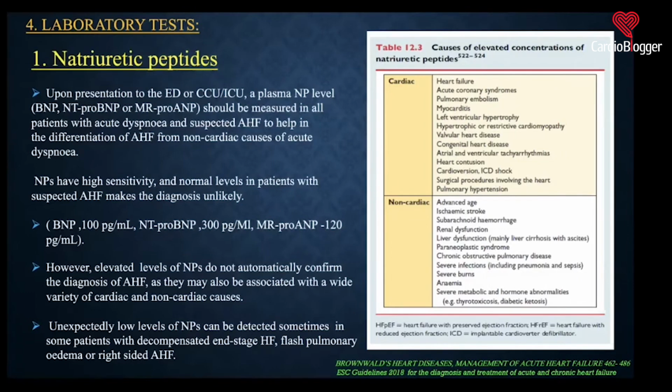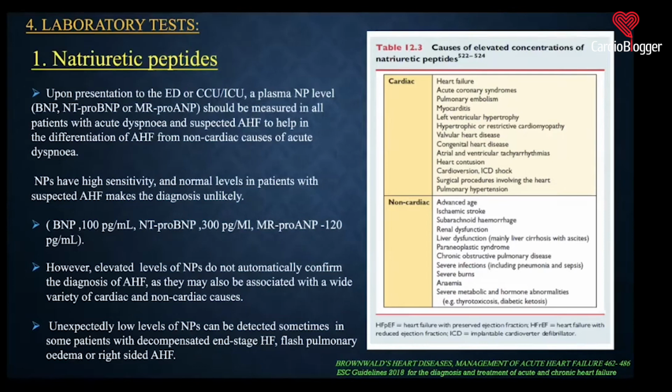So in an age less than 50, if your NT-proBNP is less than 450, it is usually normal. If you are aged 50 to 75, if your NT-proBNP is less than 900, it is usually taken as normal. And if your age is more than 75 and your NT-proBNP is less than 1350, then it is usually taken as normal. So it is usually related to age, though we say that a 300 value is a cutoff value for NT-proBNP.